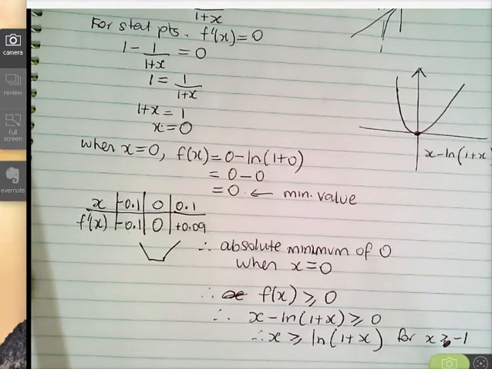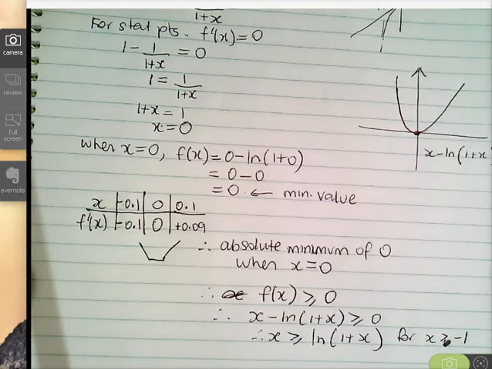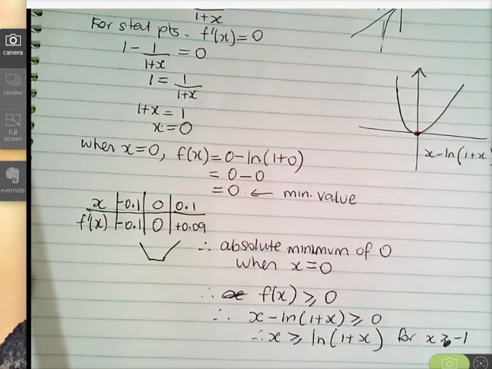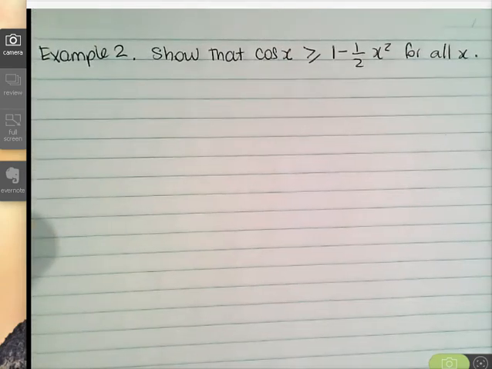So that's our first example involving a logarithmic function. I'm going to now do another example involving a trigonometric function. Here's an inequality involving a trigonometric function. Again, we're going to use a calculus-based approach for this question.